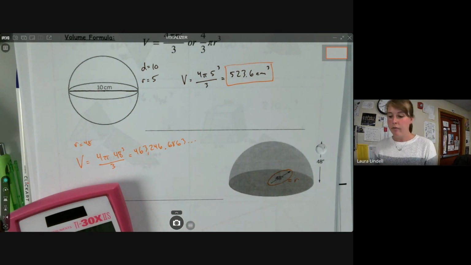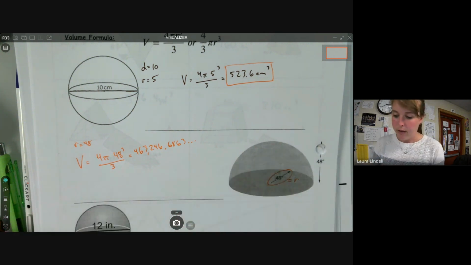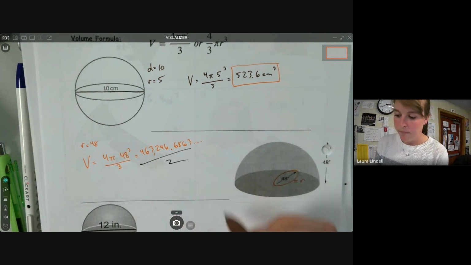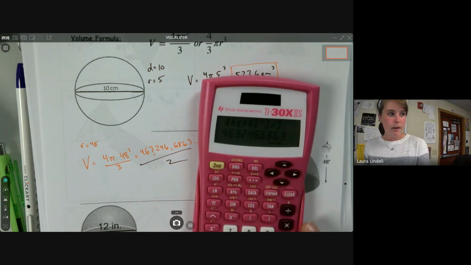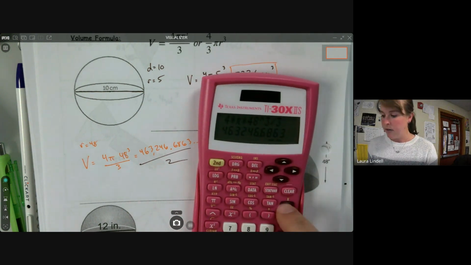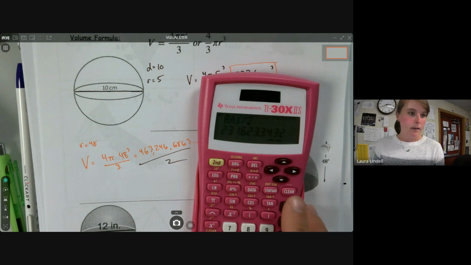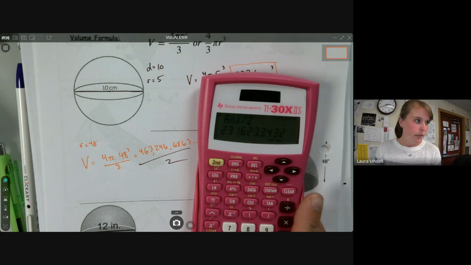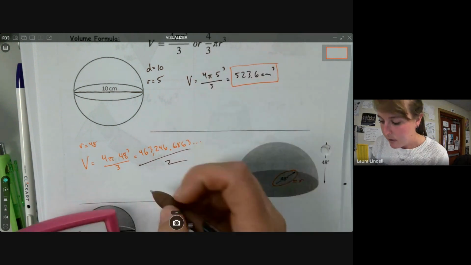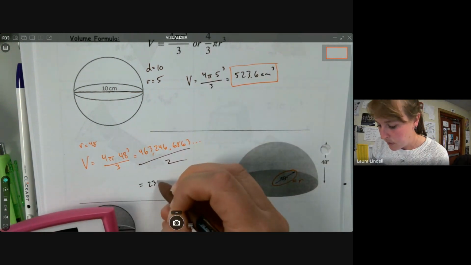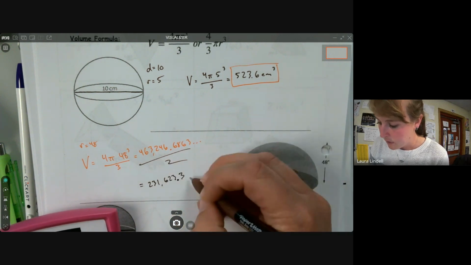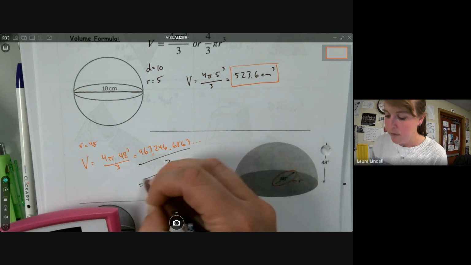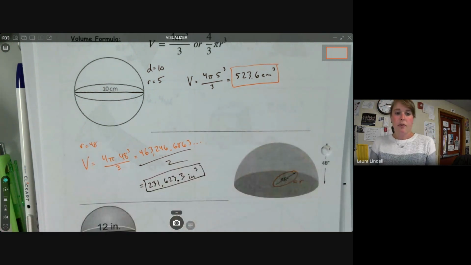But since it's only half, then I'm going to take this whole thing, we're just going to divide by 2. So in my calculator, exactly the way that I have it now, with my answer up there and everything from before, I can just hit divided by 2, enter, and we get 231,000 something. 231,623.3, and this is cubic inches. All right, so if we want half a sphere, just divide by 2 at the end.